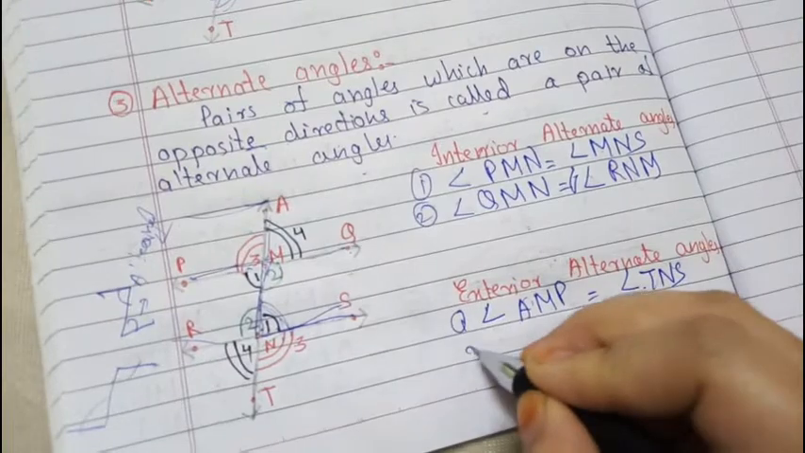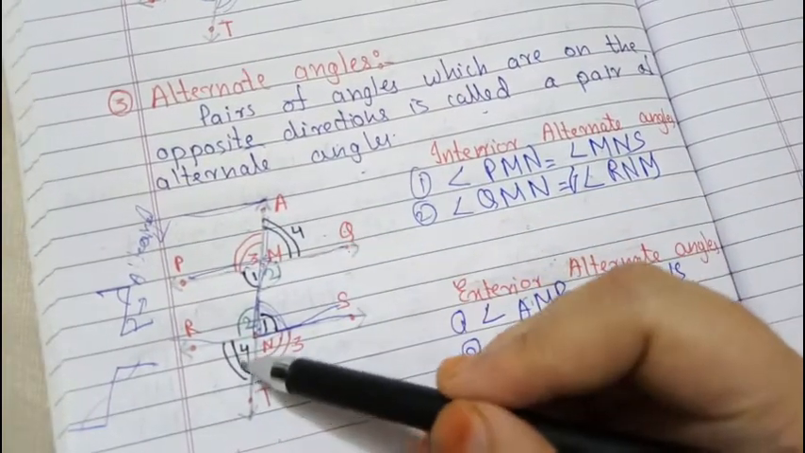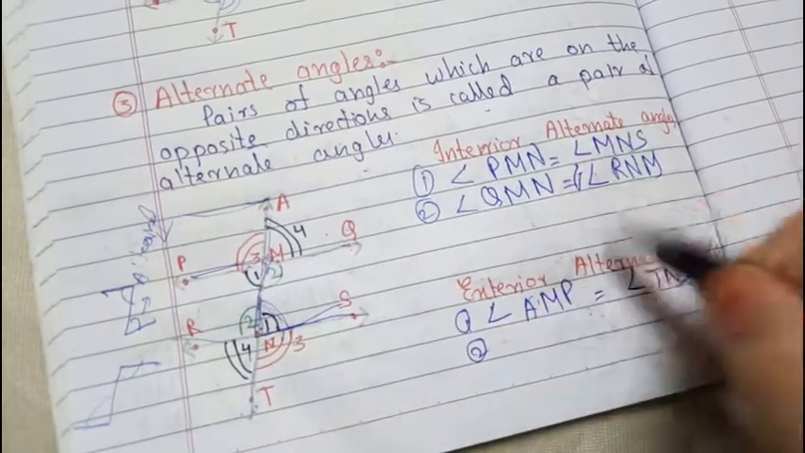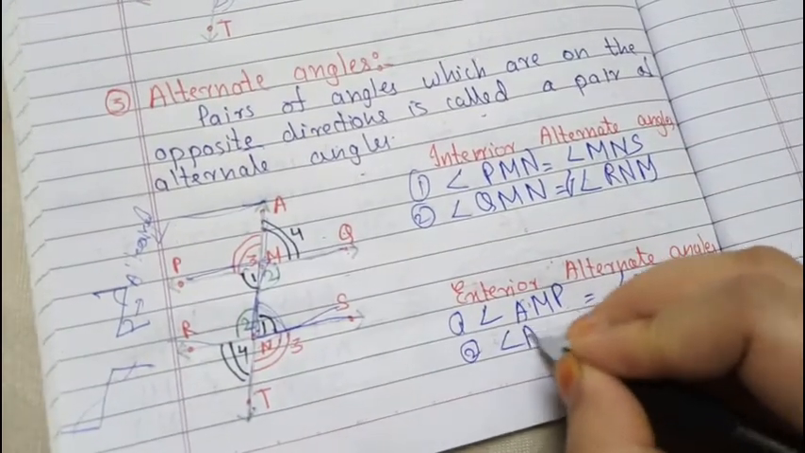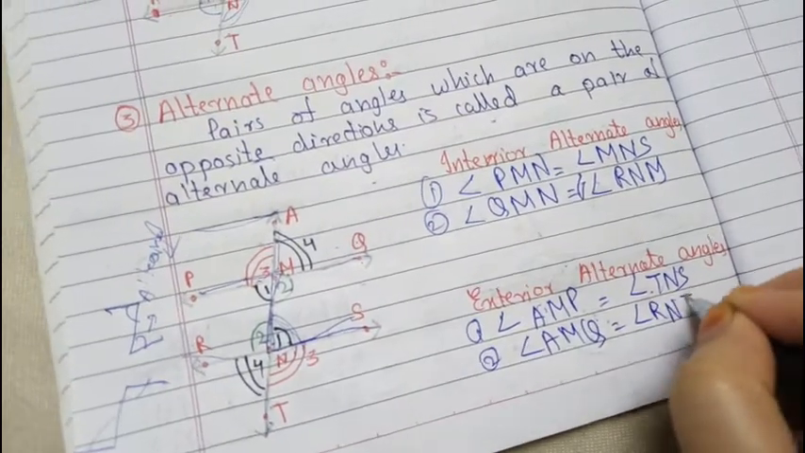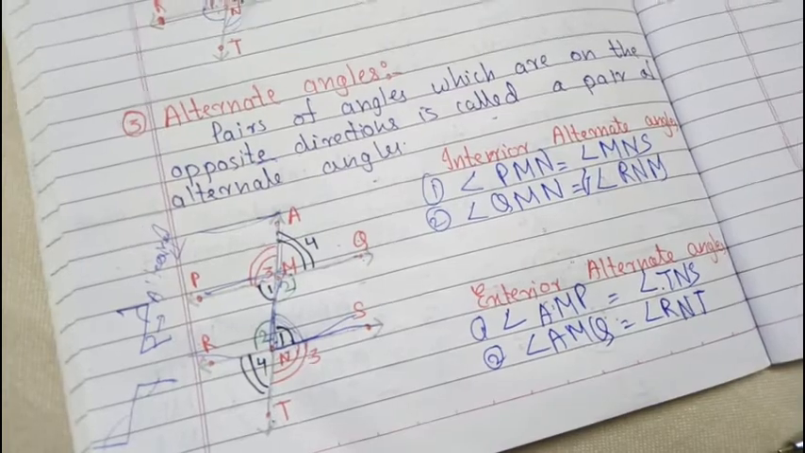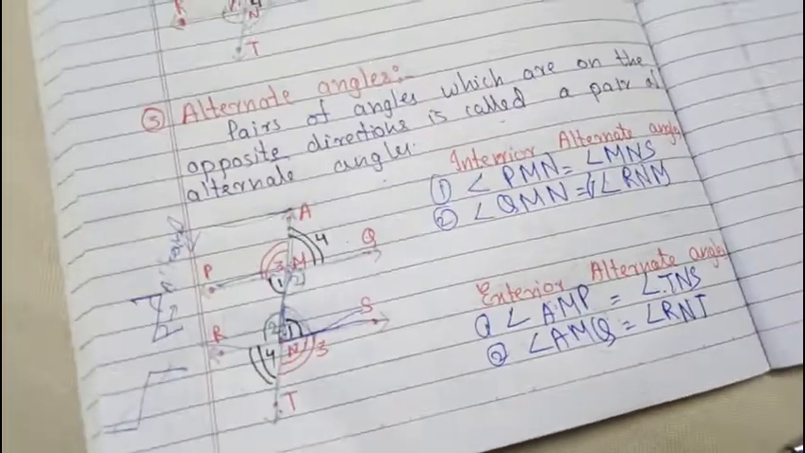The next pair will be angle AMQ, which will be congruent to which? Angle RNT. Angle AMQ equals angle RNT. So student, this was all about the transversal and the angles which are formed by the transversal. Okay.